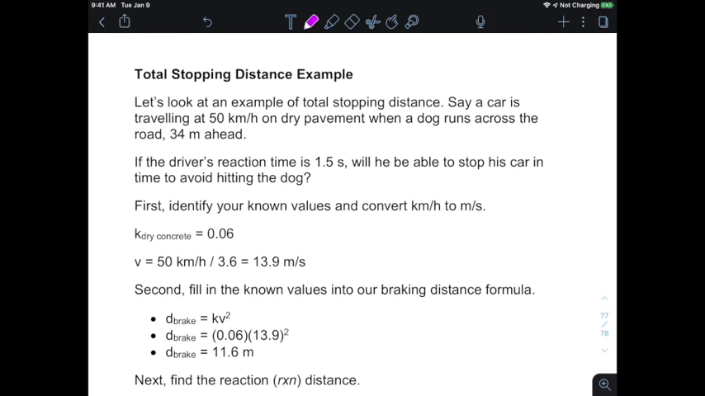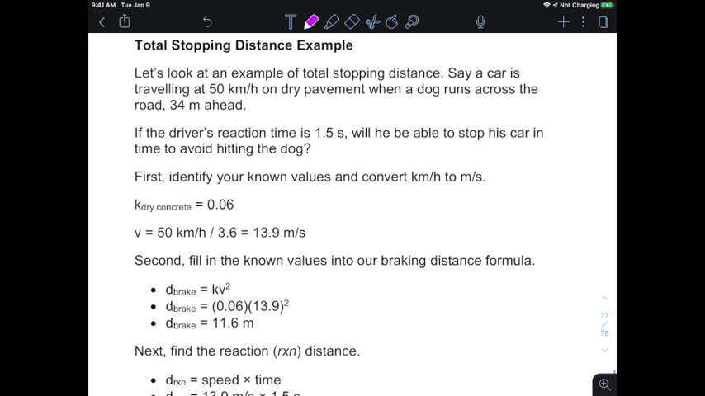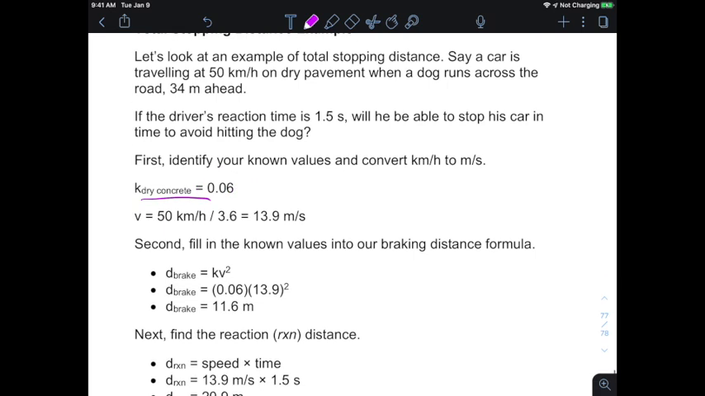Say your car is traveling 50 kilometers per hour on dry pavement when a dog runs across the road 34 meters ahead. If the driver's reaction time is 1.5 seconds, will he be able to stop? Well, let's identify some values we need. We need the dry concrete coefficient. That's from our table. It's 0.06. We need the velocity converted into meters per second, so dividing by 3.6.